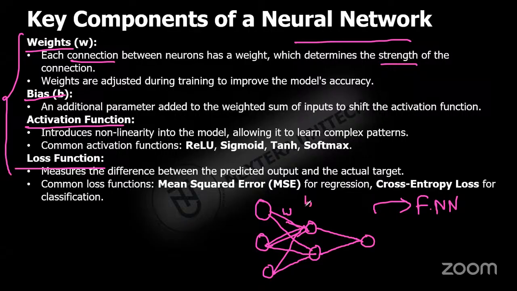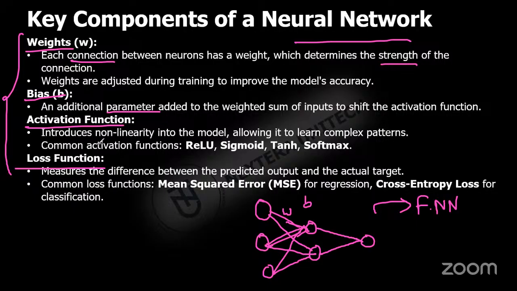And coming to bias, it is an additional parameter that we add to each and every neuron, which helps us to get the weighted sum of the inputs.